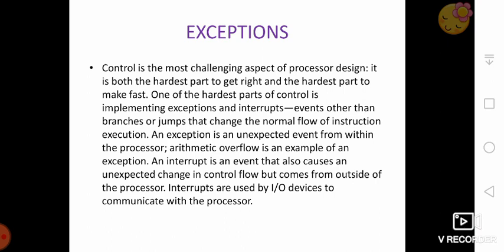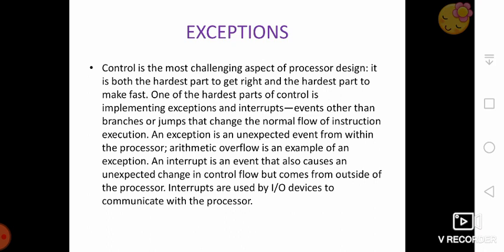Control is the most challenging aspect of processor design. It is actually both the hardest part to get right and the hardest part to make fast. One of the hardest parts of control is implementing exceptions and interrupts: events other than branches or jumps that change the normal flow of instruction execution.